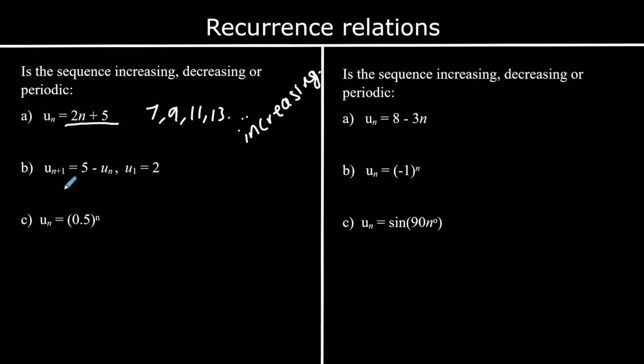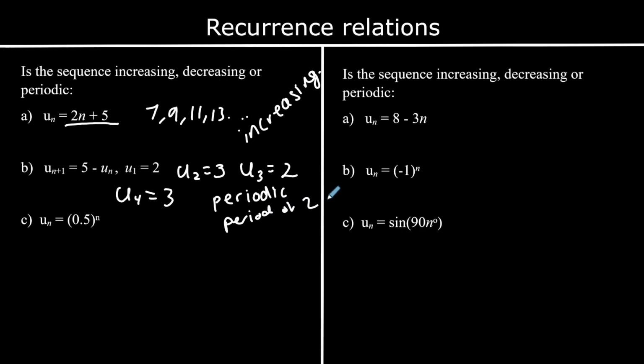The next one. So the next term is 5, take away the previous term, starting with 2. So the second term is 5, take away 2, which is 3. Then we have 5 take away 3, which is 2. And then we'll have 5 take away 2, which is 3. So we can say it's periodic. It goes 2, 3, 2, 3, 2, 3, 2, 3. So it's got a period of 2. There's 2 unique terms before it repeats again.